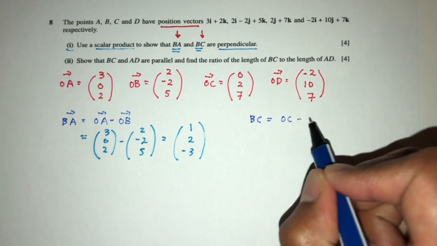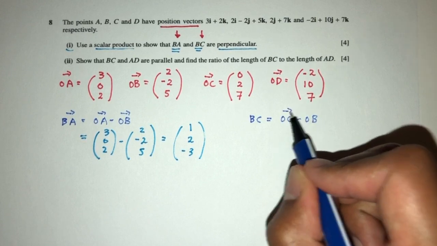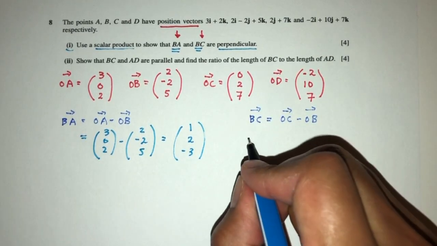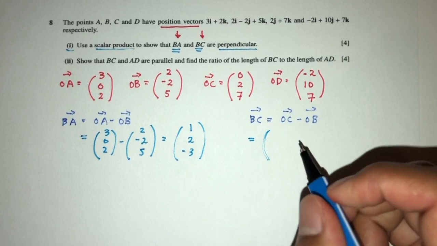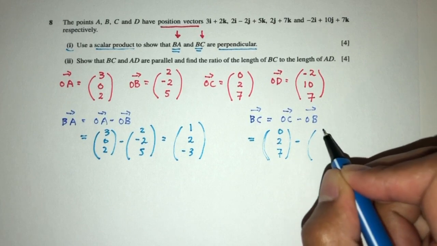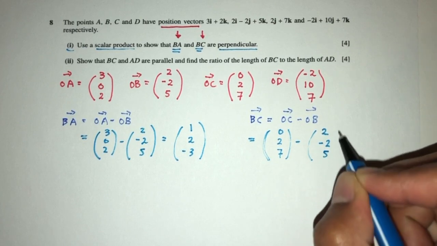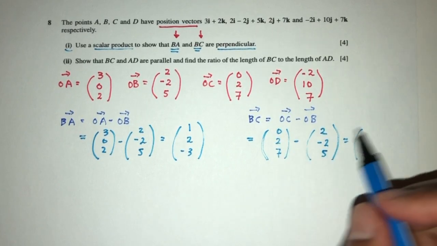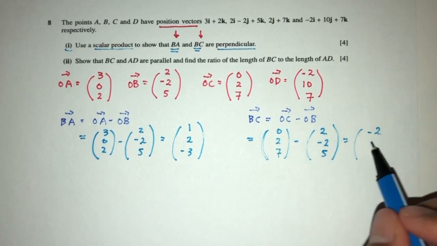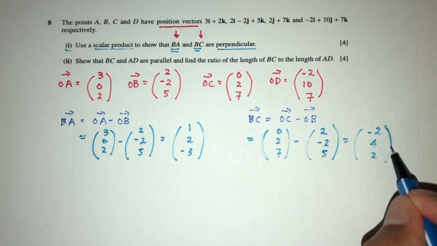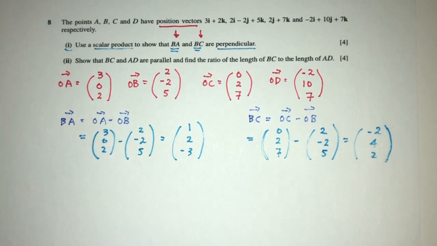Now moving on, we have BC. That will be OC minus OB. OC will be 0, 2, 7, and OB again is 2, minus 2, 5. That will give you, let's see, 0 minus 2 will be minus 2, that will be 4, and that should be the value of 2. So here we have these two values that we need, BA and BC.